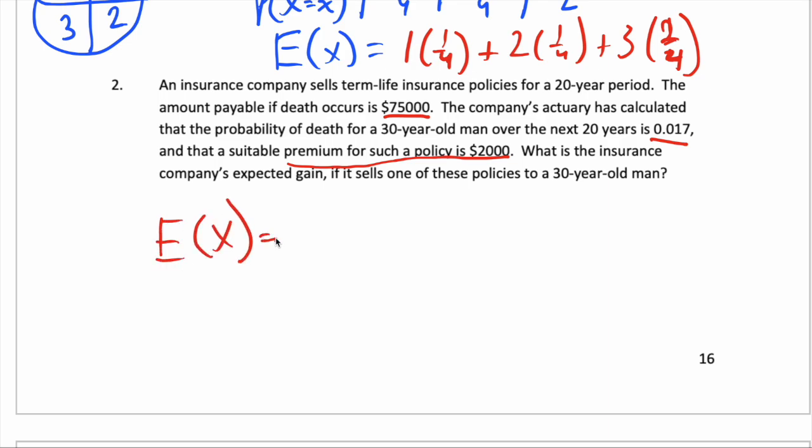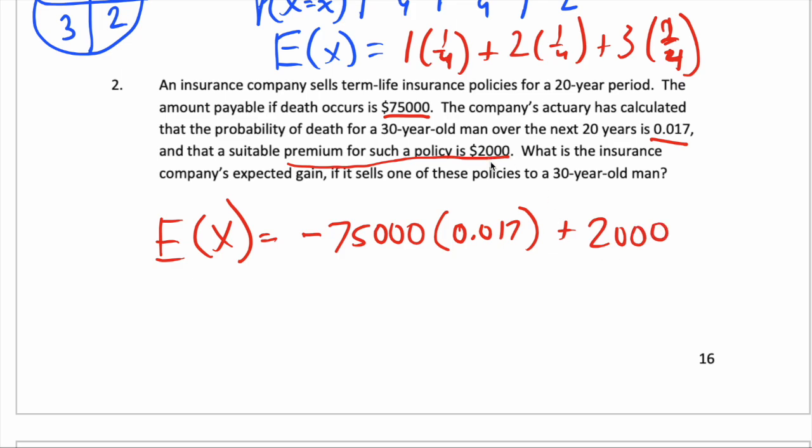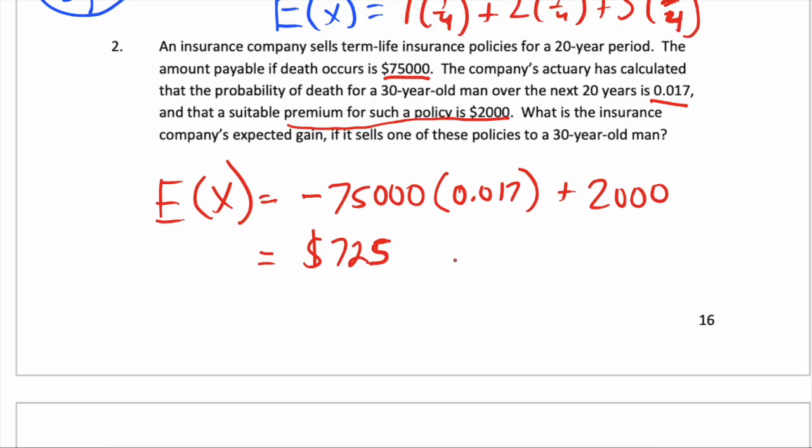So basically, if death occurs, the company loses $75,000. Call that a negative number times the probability of that happening. And then this is how much they're gaining per policy, 2,000. So there's a small chance to lose 75,000, but they're definitely gaining 2,000. So this is the calculation for the expected value, and that works out to 725. So we're actually gaining money on this policy.